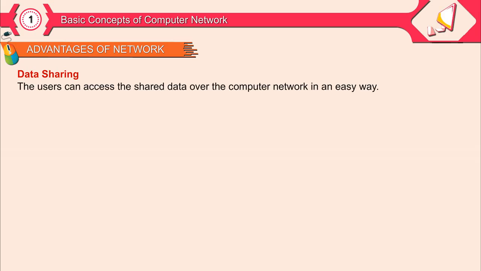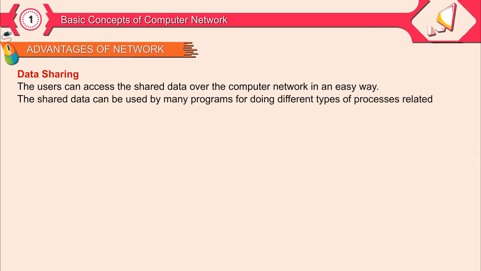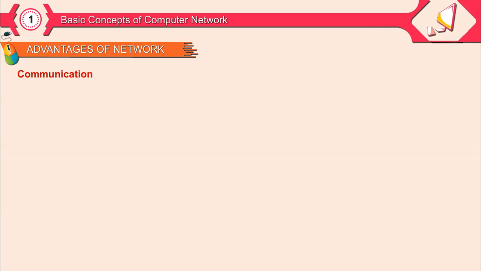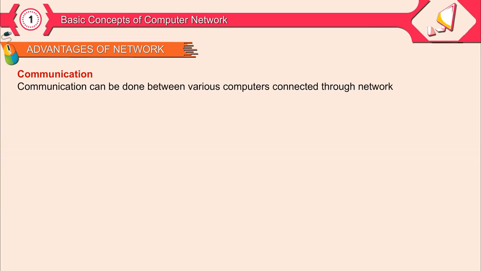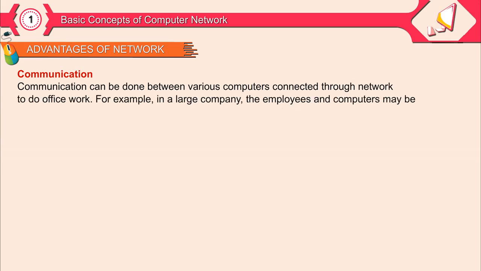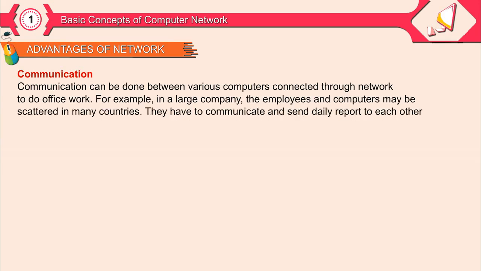Data sharing. The users can access the shared data over the computer network in an easy way. The shared data can be used by many programs for doing different types of processes related to a domain of entities. Communication. Communication can be done between various computers connected through network to do office work. For example, in a large company, the employees and computers may be scattered in many countries. They have to communicate and send daily report to each other using email facility.